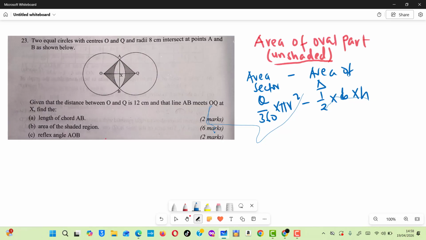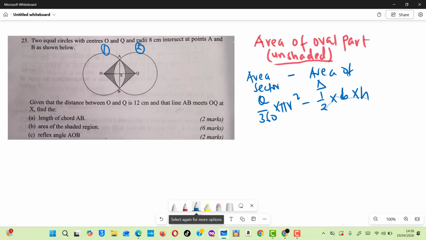So which is the sector in this case? The sector here is this region, because we have two sectors, since we have two circles. This is the sector for circle 1, and then we have another sector for circle 2. Both sectors are the same, since the two circles have the same radius, so the area of both sectors will be the same. So we find the area of one sector minus the area of one triangle, and then multiply by 2 to get the area of the oval part.